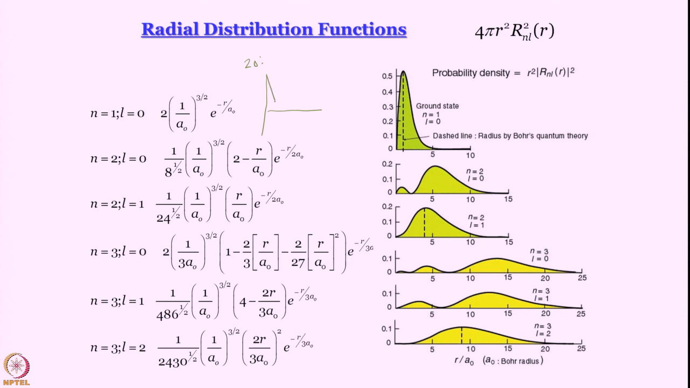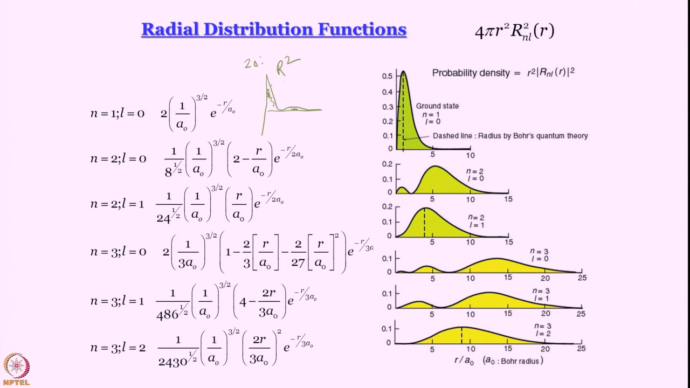Starts from a high value, goes down to 0, is not a straight line, increases and then tapers off to 0 at a long, long r. So, see, this volume is so much more than this volume, is it not? So, capital R square, if you just look at that, is what it is.